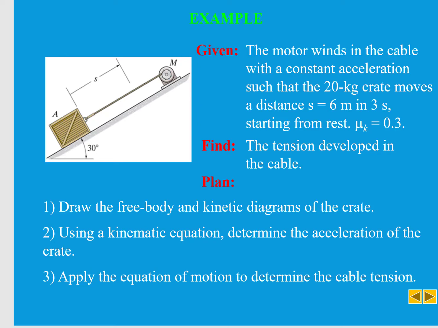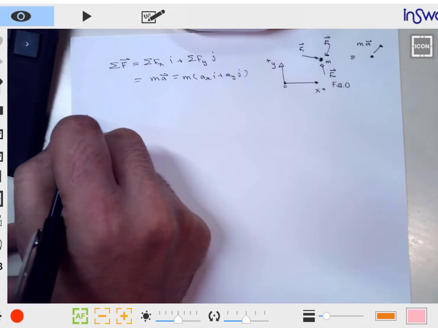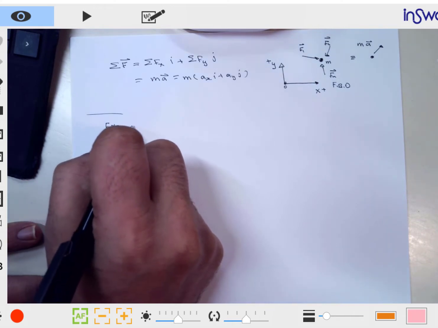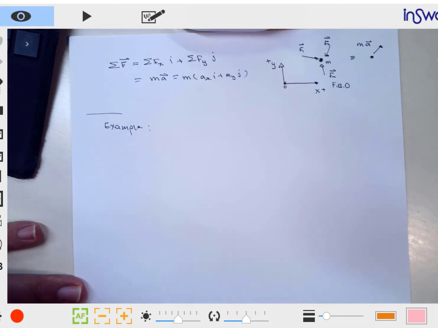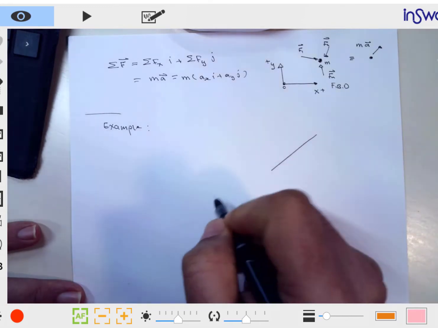The box moves 6 meters in 3 seconds starting from the rest position, and the surface between the box and the inclined surface is rough and has a kinetic, or dynamic, friction coefficient equal to 0.3, and we want to find the tension developed in the cable. So let's summarize this problem example. We have an inclined surface.